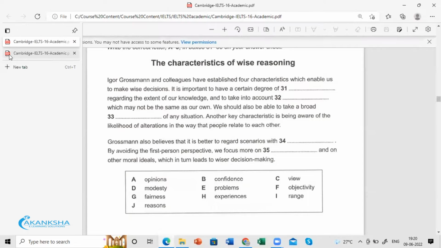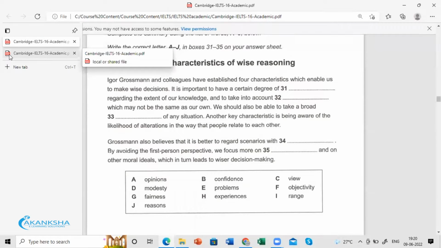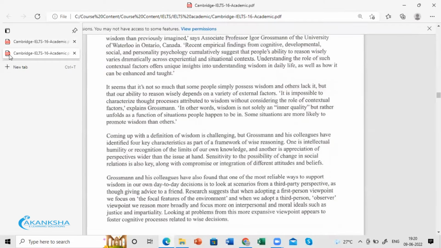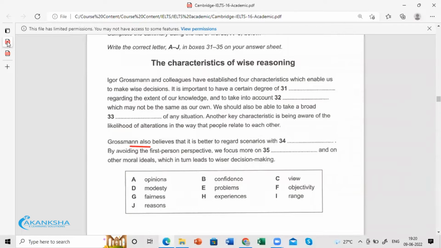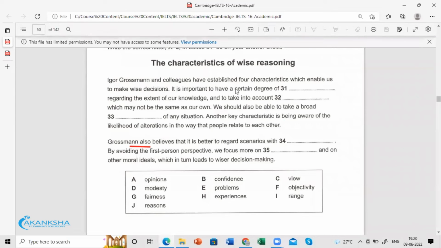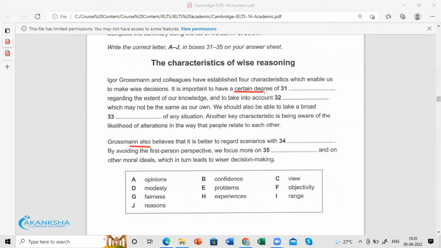Now, once we locate these 4 characteristics, then we have to go for the next sentence where we find it out here. All right, 4. So it is here. The word is here, in fact, 4. Of wise reason. And then it is important to have a certain degree of. So what is the key word that we have here? Certain degree of. To have a certain degree.